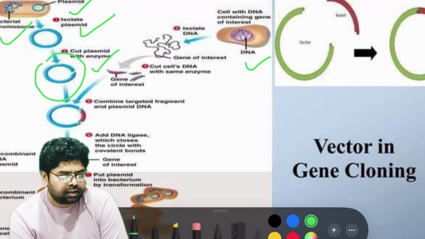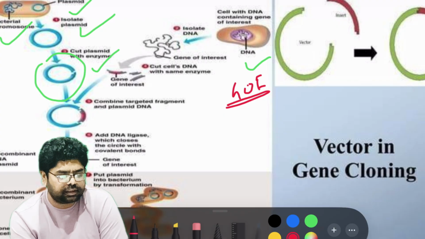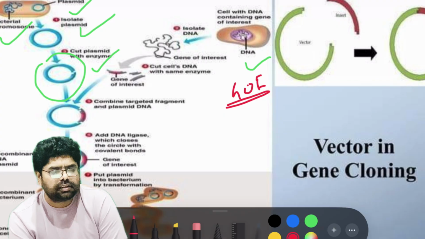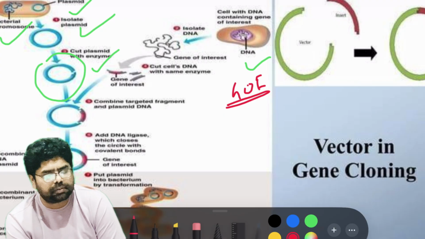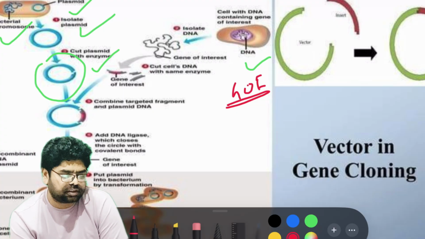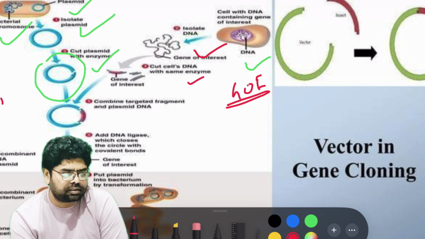Then this is your required gene of interest. It can be from any cell, any mammalian cell or some other cells. Whatever you want to study, you just isolate the DNA. This will be the gene of interest. Then cut the DNA with the same enzyme.